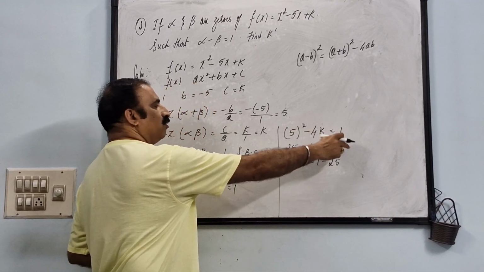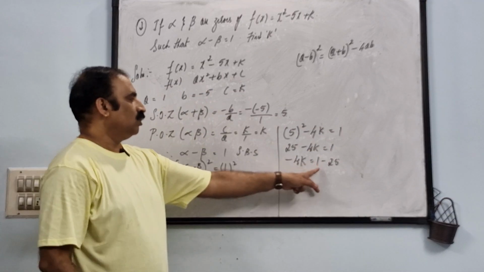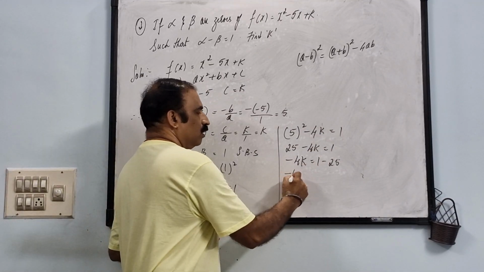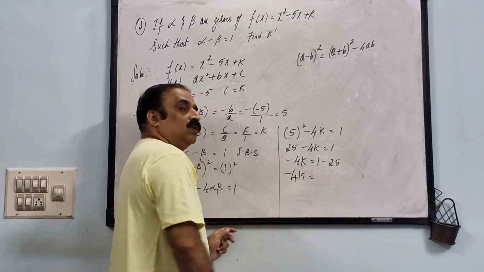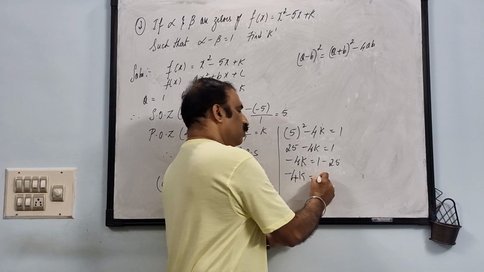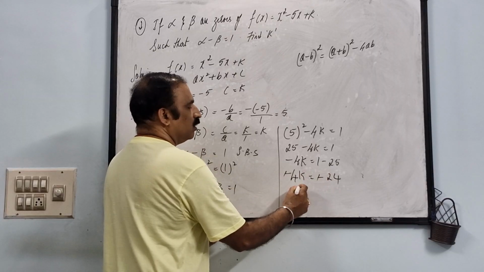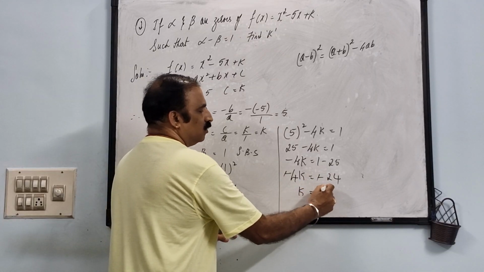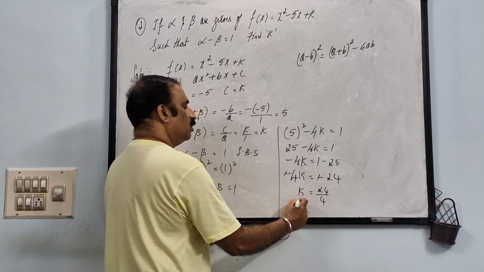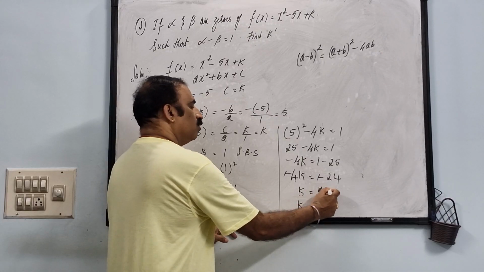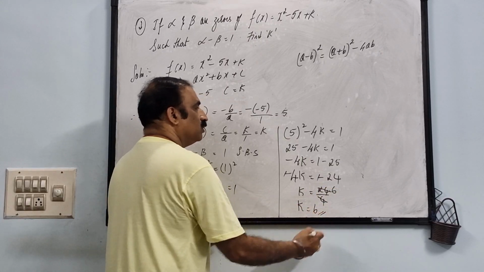We shift this 25 off the equal sign, minus 25. So minus 4k is equal to 1 minus 25, which is equal to minus 24. Minus and minus get cancelled. k is equal to 24 by 4. So it goes by the 4 table, 4 sixes are 24. k is equal to 6.